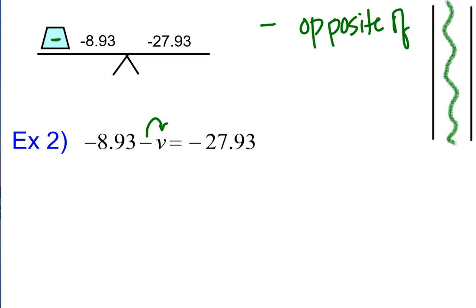So let's talk about what we would do. I would want to take away this negative 8.93, right? So we're going to put a minus sign in front of it. Taking away a negative. What does taking away a negative mean?